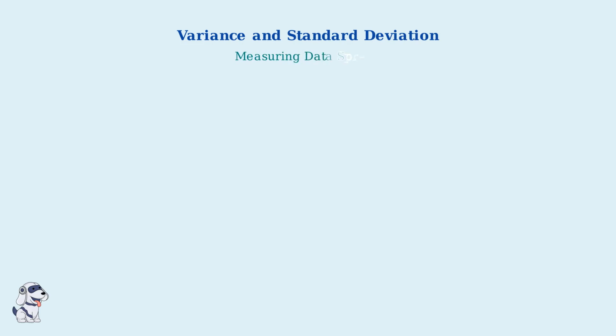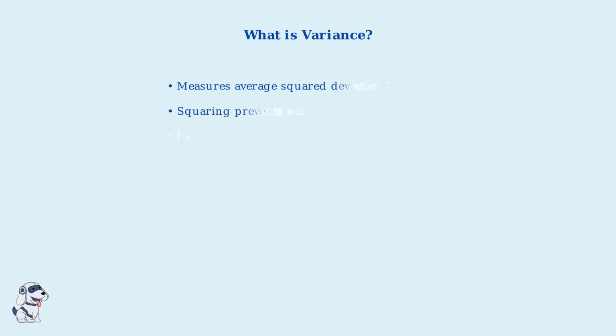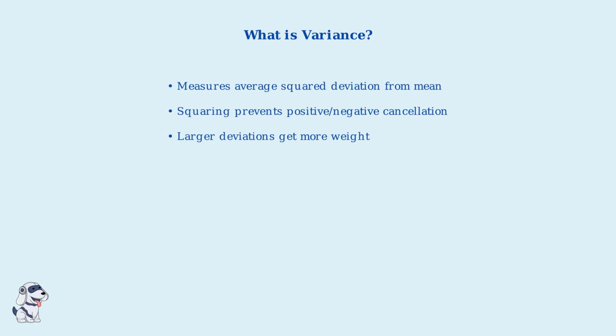Variance and standard deviation are fundamental measures that tell us how spread out our data points are from the center. While measures of central tendency show us the typical value, variance quantifies the variability around that center. Variance measures the average of the squared deviations from the mean. We square the deviations to ensure that positive and negative differences don't cancel each other out, and to give more weight to larger deviations.